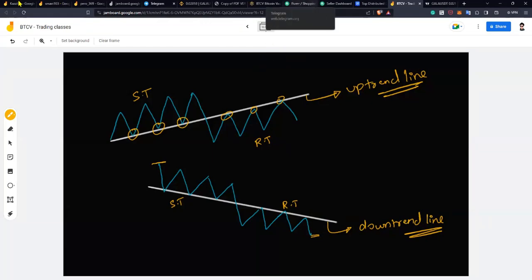I have a question. Except for the support and resistance, are there any indications to look for in order to know which direction the coins are going to take?